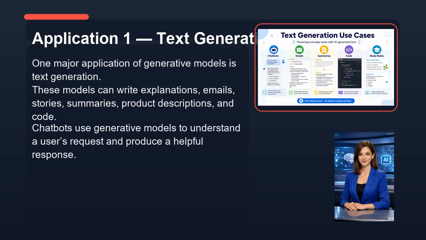Now let's look at Application 1, Text Generation and Chatbots. One major application of generative models is text generation. These models can write explanations, emails, stories, summaries, product descriptions, and code. Chatbots use generative models to understand a user's request and produce a helpful response. In education, they can create study notes, quizzes, examples, and tutoring support. In business, they can draft documents, analyze customer queries, and support knowledge work. The key benefit is that they can generate human-like language at scale.